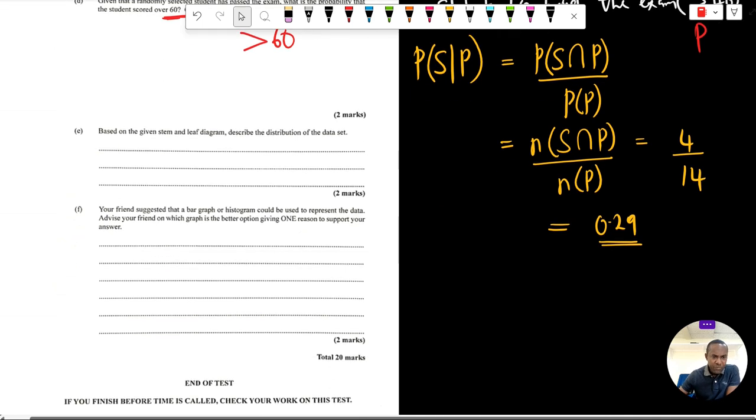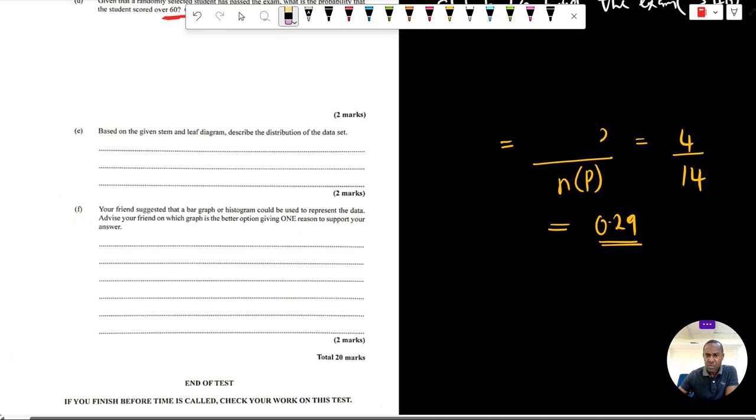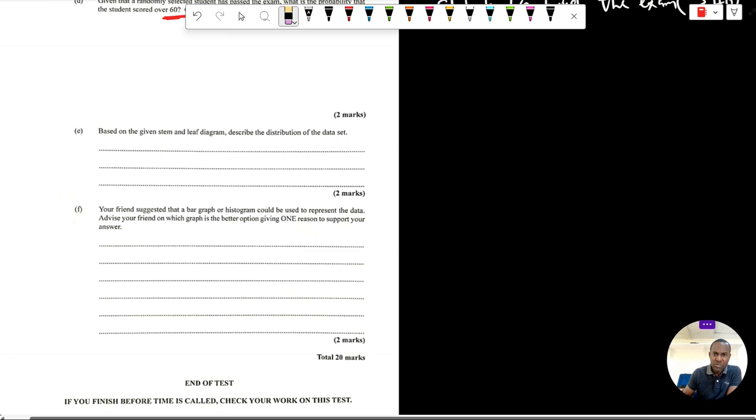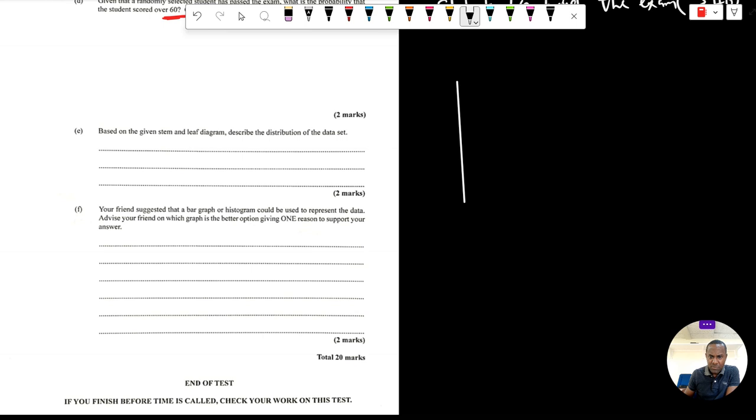Part F says, your friend suggested that a bar graph or histogram could be used to represent the data. Advise your friend on which graph is the better option, giving one reason to support your answer. Now, let's talk about bar graphs and histograms. What do these typically have in common? They both show numerical values on, say, the vertical axis. So if we were to just do a rough little sketch, something like this, right?